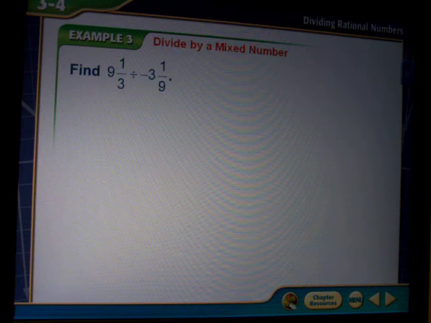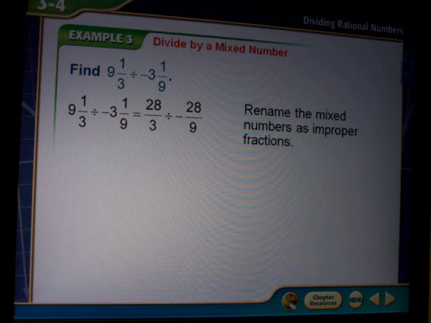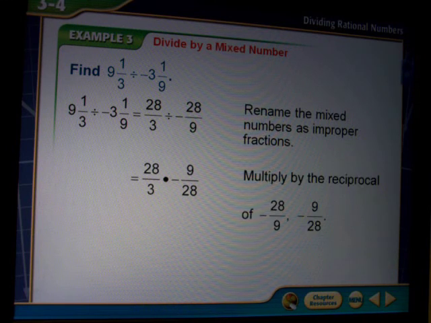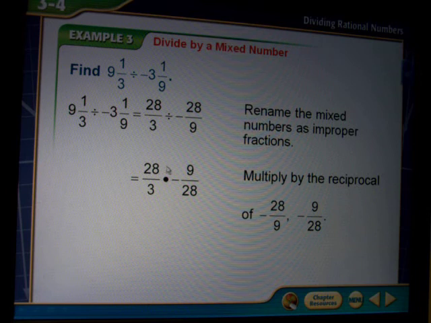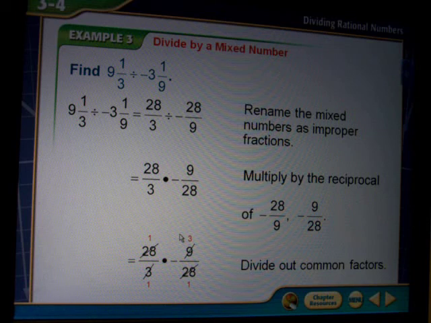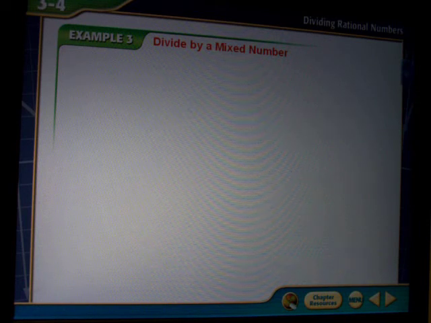So now we're going to find an example where we're using two mixed numbers. First thing we're going to do, convert those mixed numbers into improper fractions. Then we are going to multiply by the reciprocal. Notice what we can do here with our 28s. This 28 and this 28 can cancel each other out, leaving us with 9 divided by 3. And that can cancel out too. So we're left with a -3.